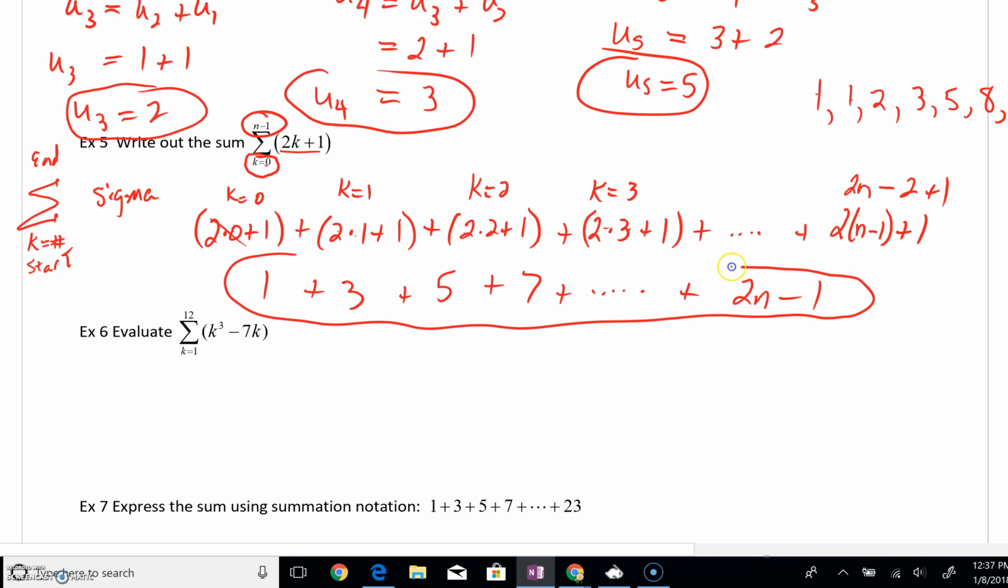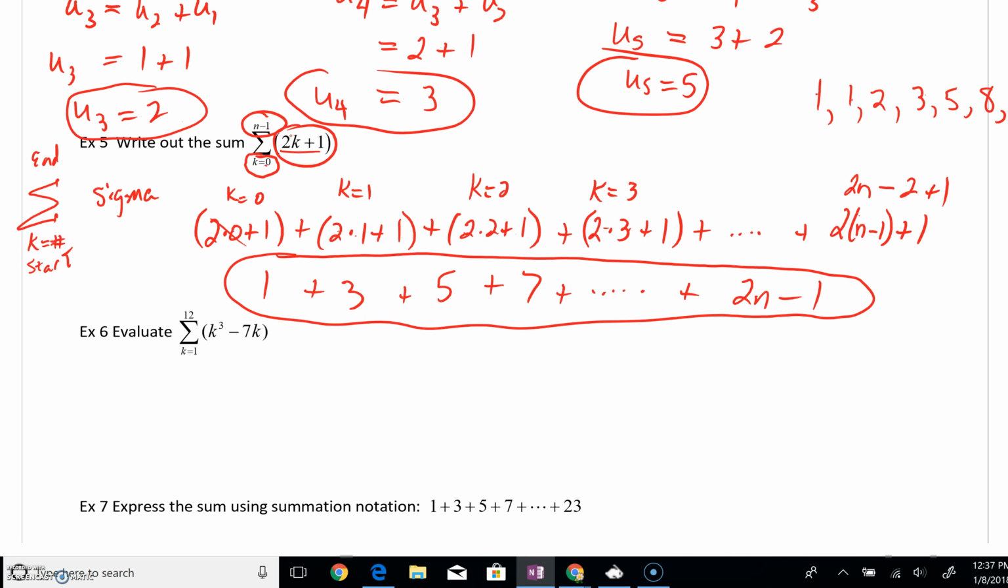So something important for you to see, whenever you have a 2k plus 1, that's an odd number. Remember, 2k would always be even. If you were to ever add 1 or subtract 1, you'd always be generating odd numbers. So this is saying add up a whole bunch of odd numbers, stopping at an unspecified n minus 1 term. And that's what you would see.